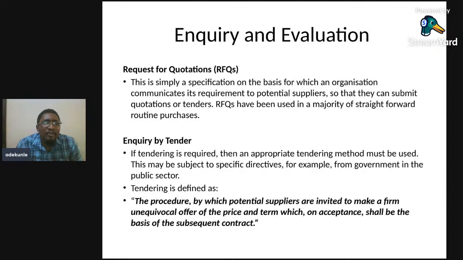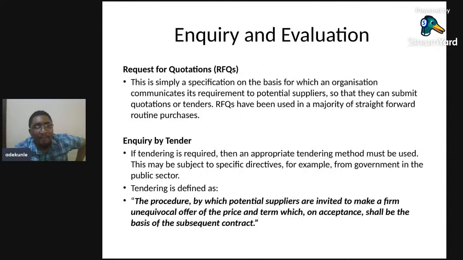Then, of course, you can make inquiry by tender. If tendering is required, then an approved tendering method must be used, and this may be subject to specific directives, for example, from government in the public sector. Now, how do we define tender? Tendering is defined as a procedure by which potential suppliers are invited to make a firm, unequivocal offer of the price and terms which, if accepted, shall be the basis of a subsequent contract with the organization.